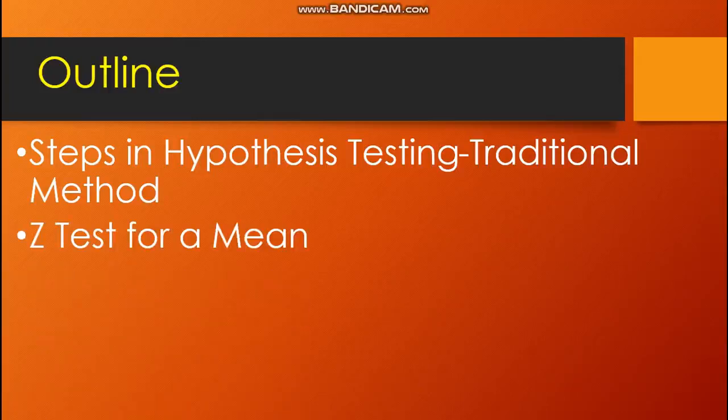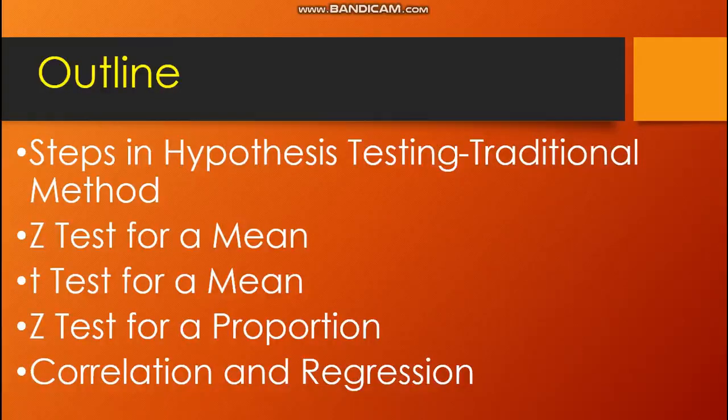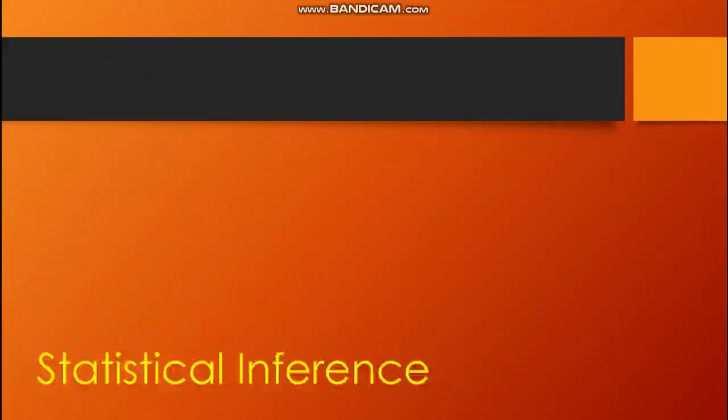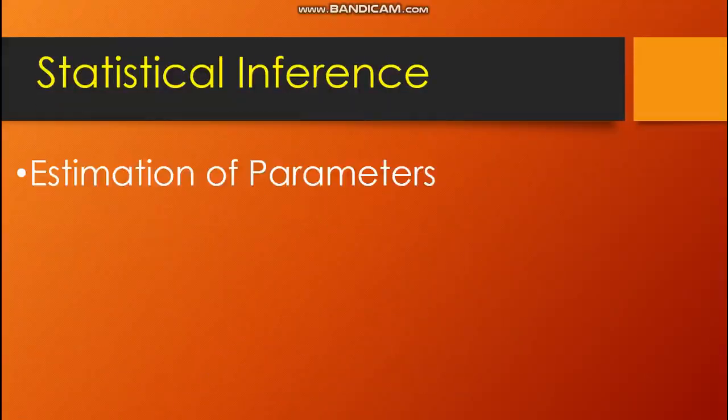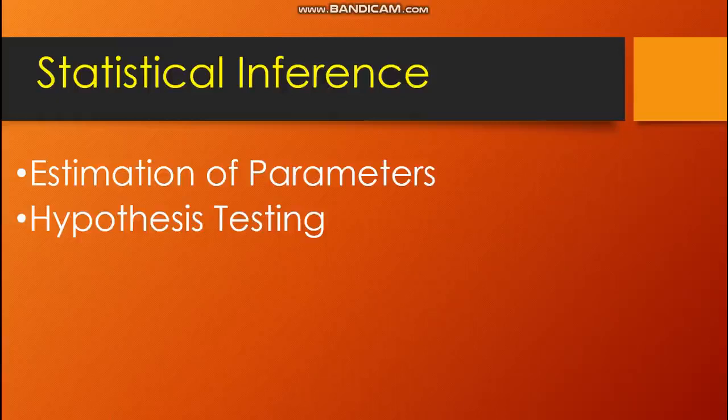We have z-test for a mean, t-test for a mean, z-test for a proportion, and we have the correlation and regression. Actually, yung ating hypothesis testing is second area ng ating statistical inference. Okay? Yung first area is estimation of parameters, but I'm planning to discuss this to you after na ng ating hypothesis testing.